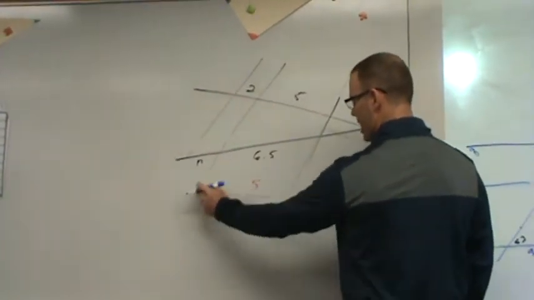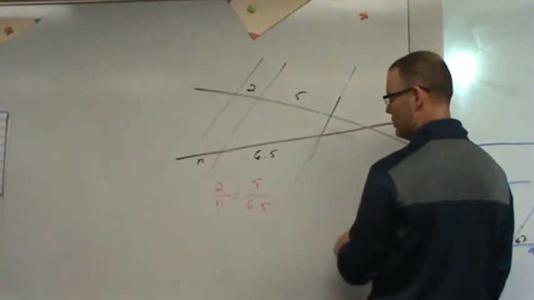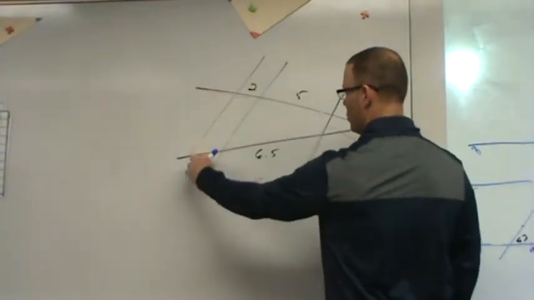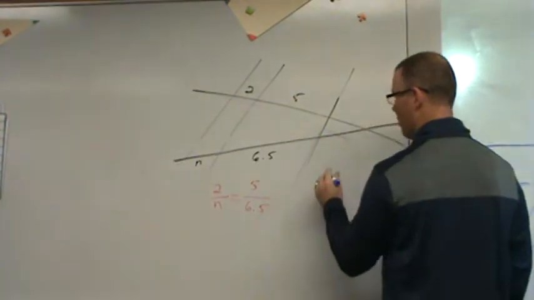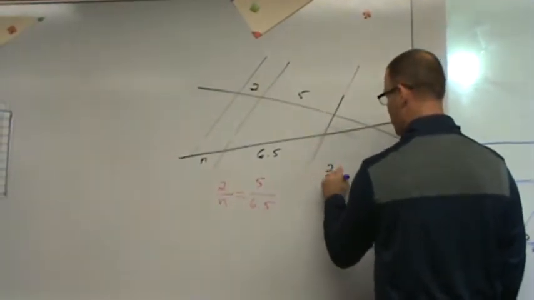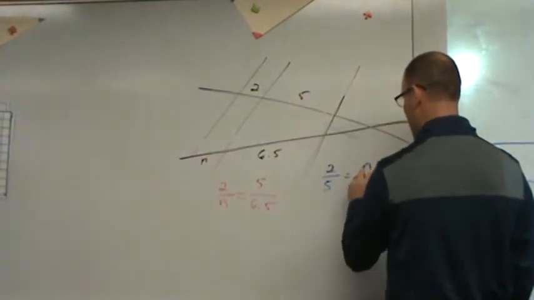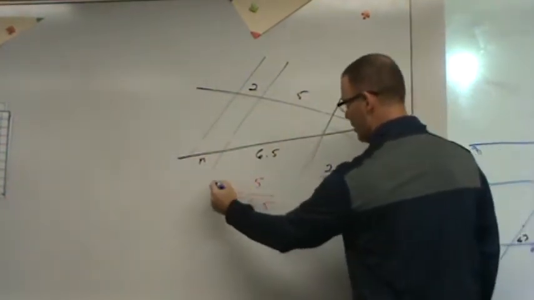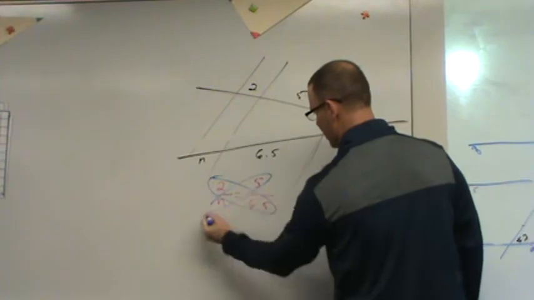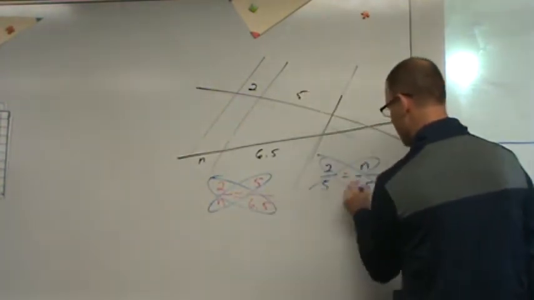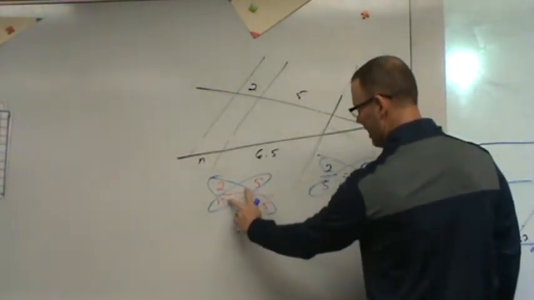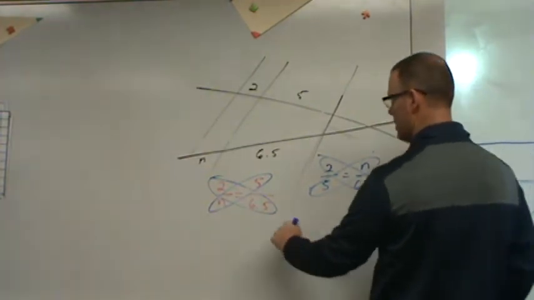We created this yesterday, or in the previous video, where we compared 2 over n to 5 over 6.5. I could have compared 2 over 5, and if I did that, I would have had to say n over 6.5. Either way, when you cross multiply, guess what you get? You're going to get 5n and 5n right here. So it's going to work out to be the same.